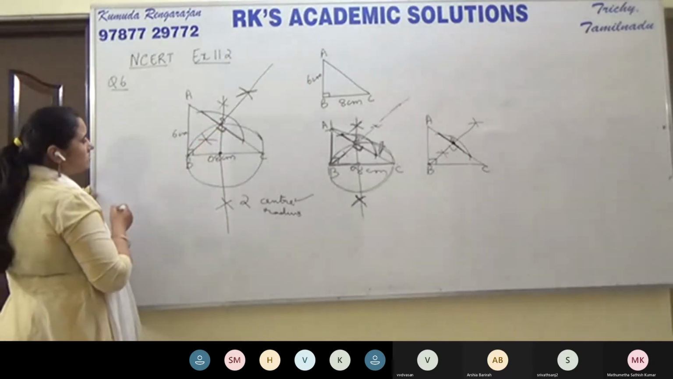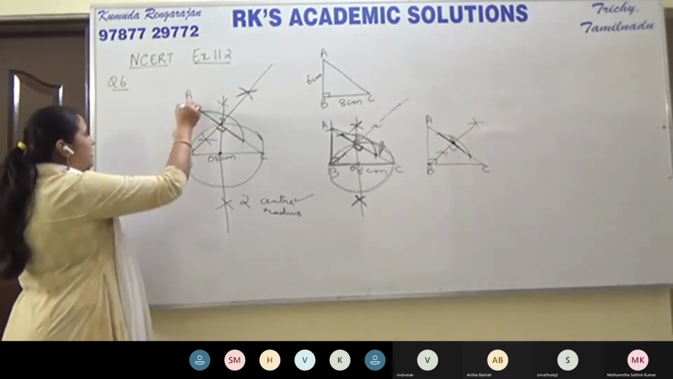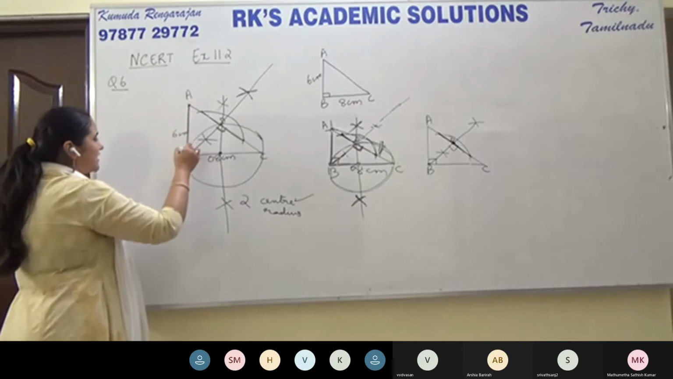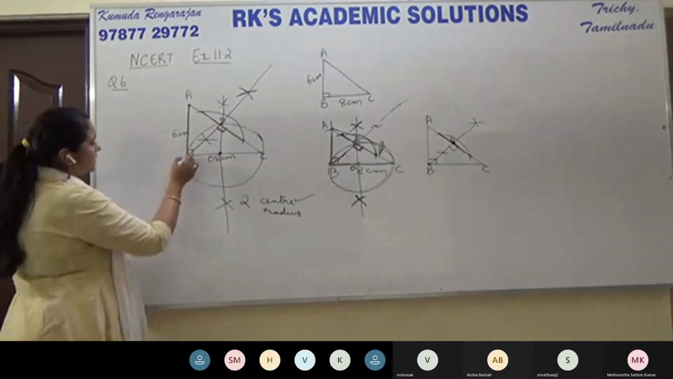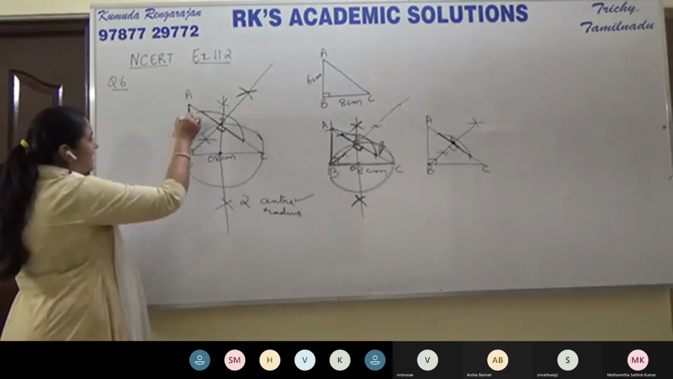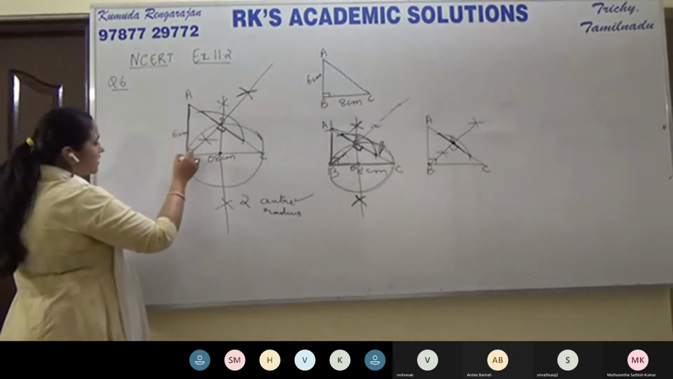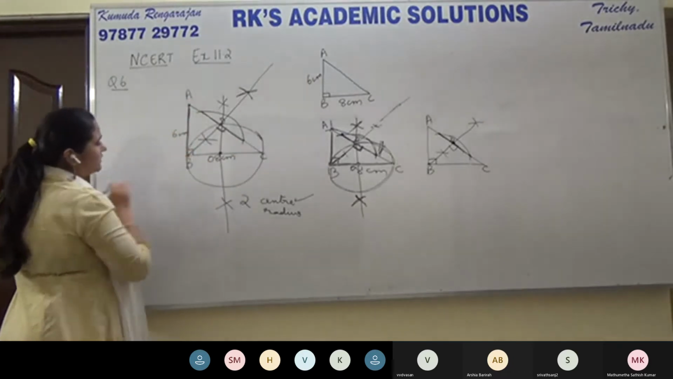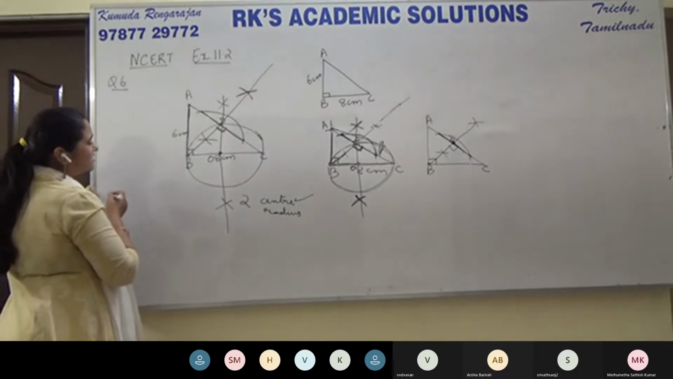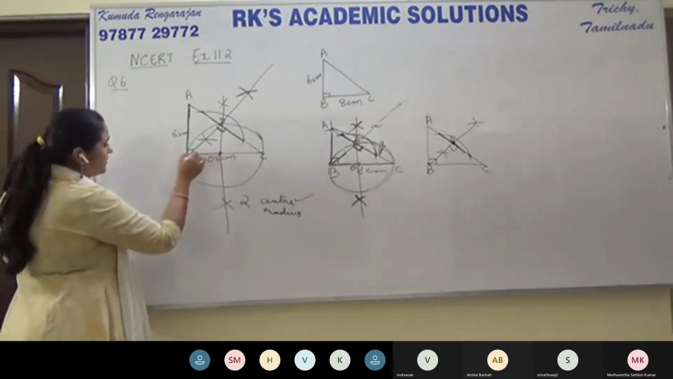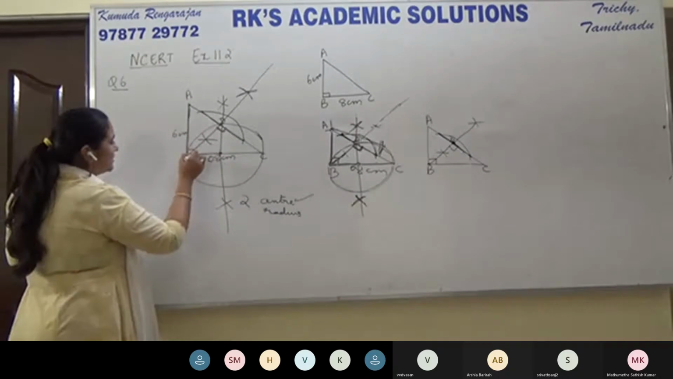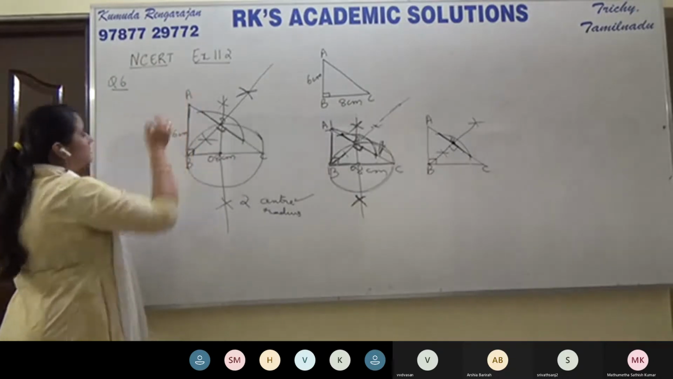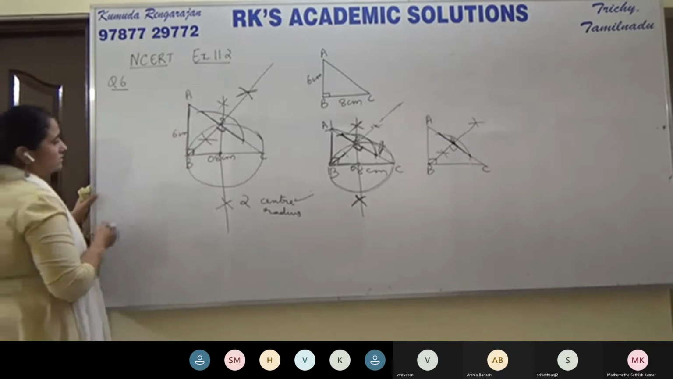We have to draw tangents. So we already have one tangent from A. AB is a tangent from A to the circle. B is the point of contact. How can we say that it's a tangent? Because OB is a radius, and you can see that the radius makes 90 degrees with some line. Then that line should be the tangent.